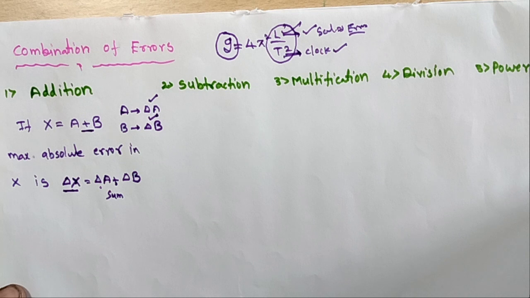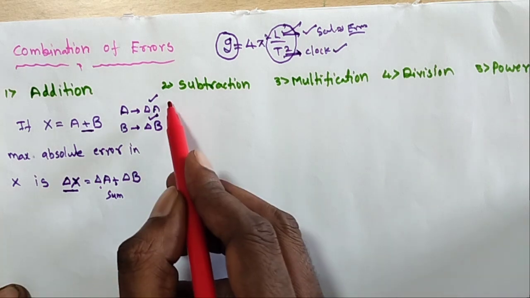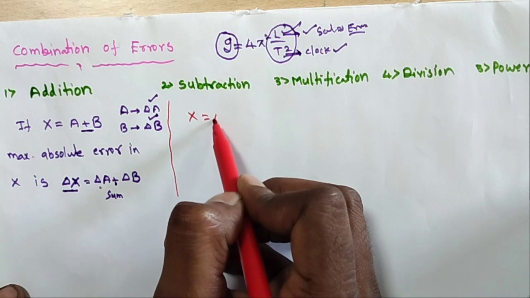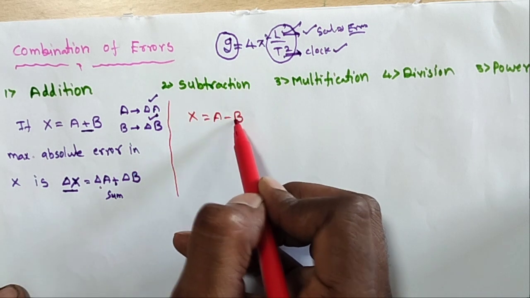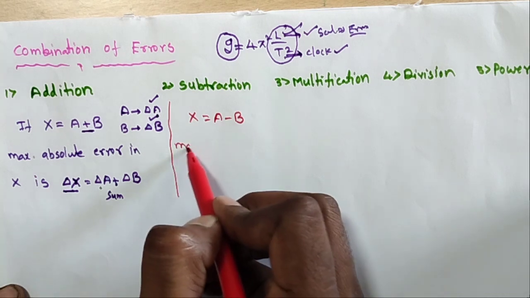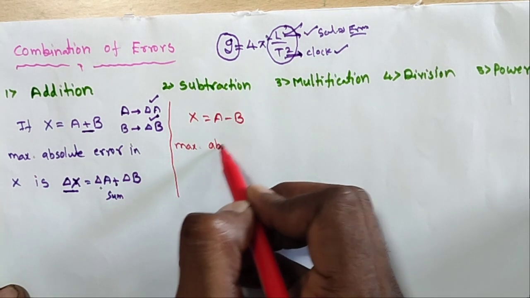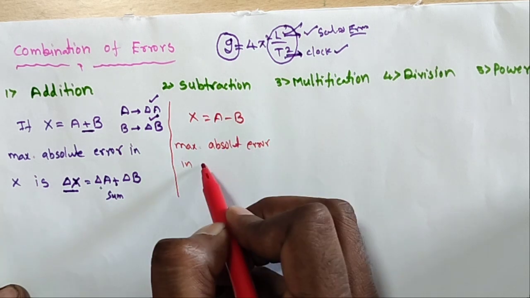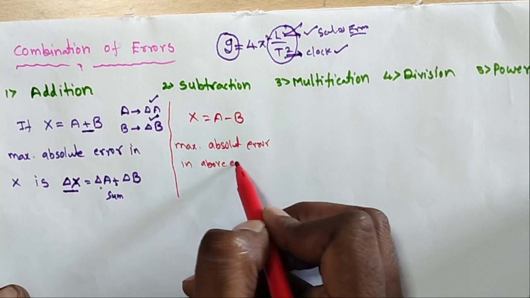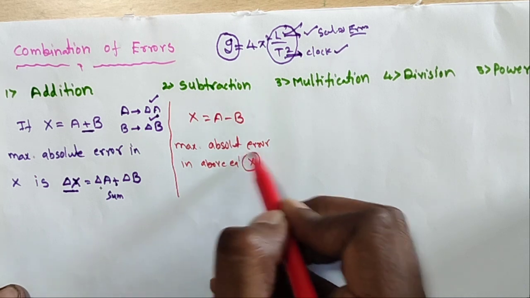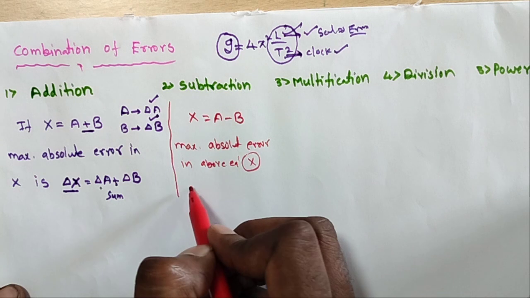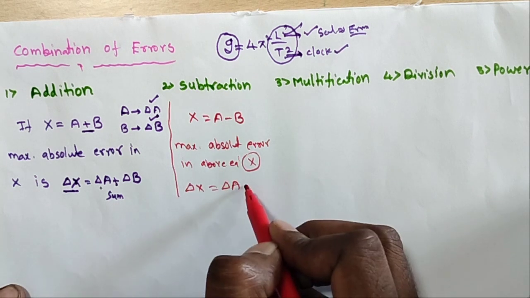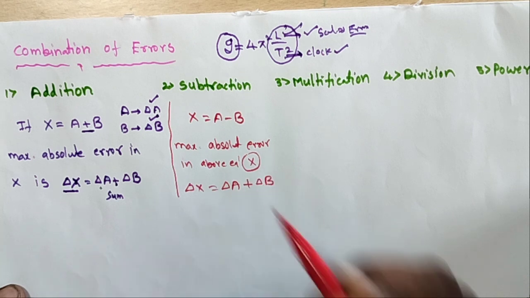And what is the property in the second one? Subtraction of the error. Suppose X is equal to A minus B is given. What is the maximum absolute error in the above equation, or in X? In this case, what is the answer? Delta X is equal to delta A plus delta B.